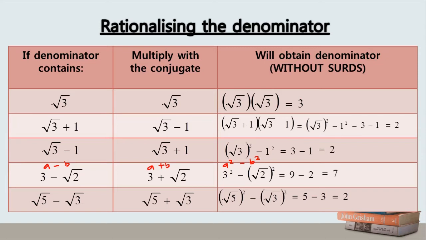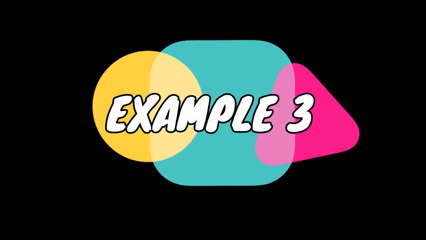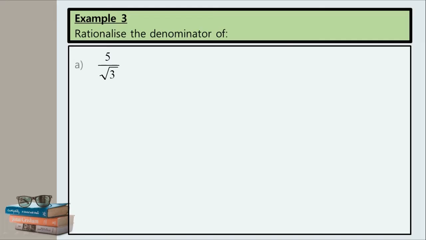Let's look at the example for rationalization. Example 3, we want to rationalize the denominator of A, 5 over surd 3. So now we have a fraction, pecahan. Okay, denominator tak boleh ada surd, cannot have surd. That's why we need to rationalize. Kita nak hilangkan surd yang dekat denominator tu.